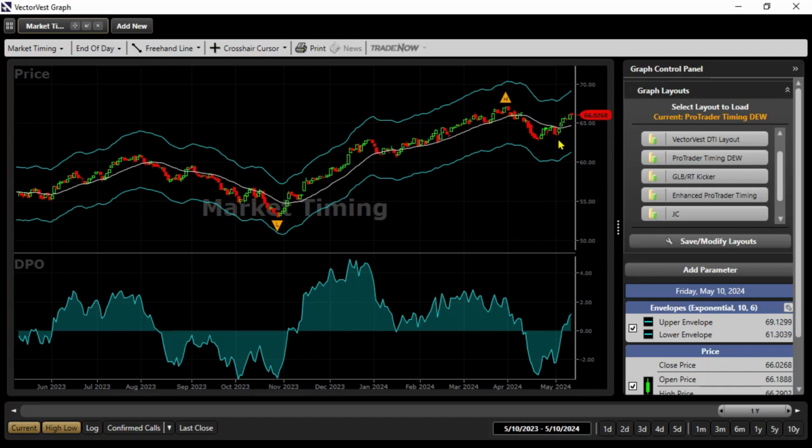Think of it like a traffic lane, right? The lanes are set, if you can imagine an exponential moving average running through the middle here, they're set 6% above and 6% below that exponential average. So what we're looking for here are situations where price goes to extremes.